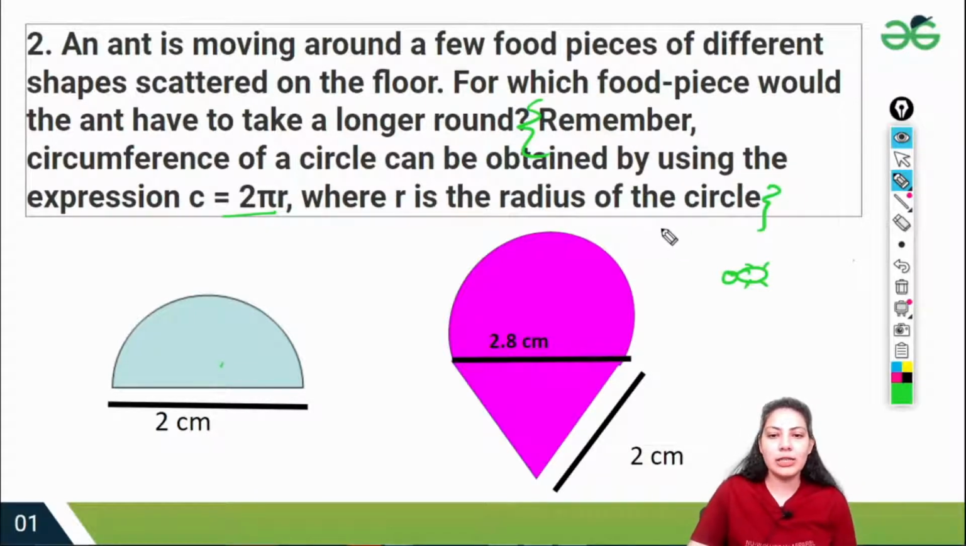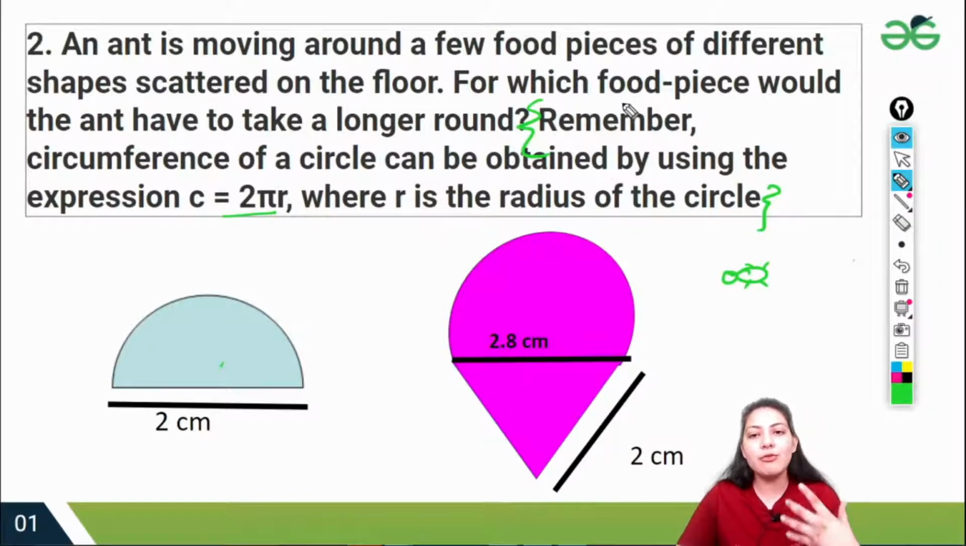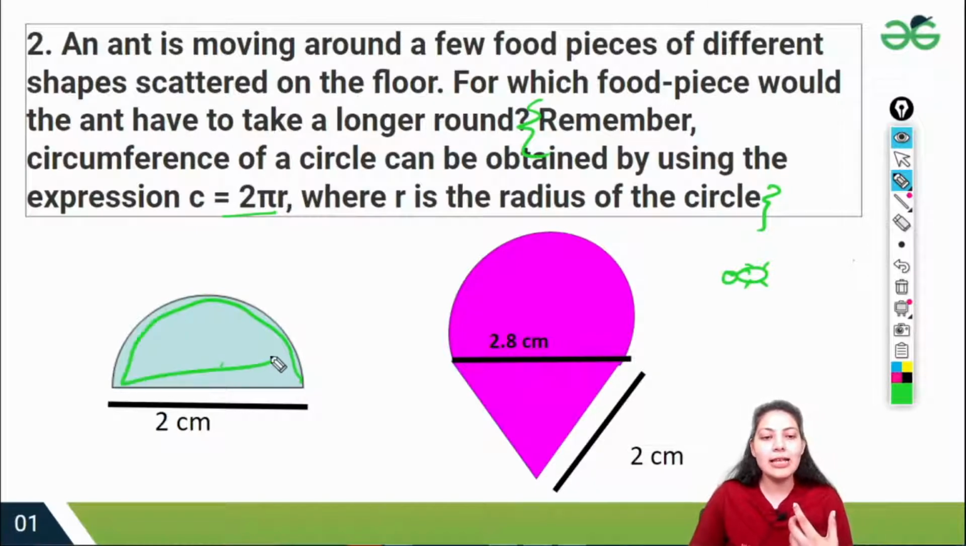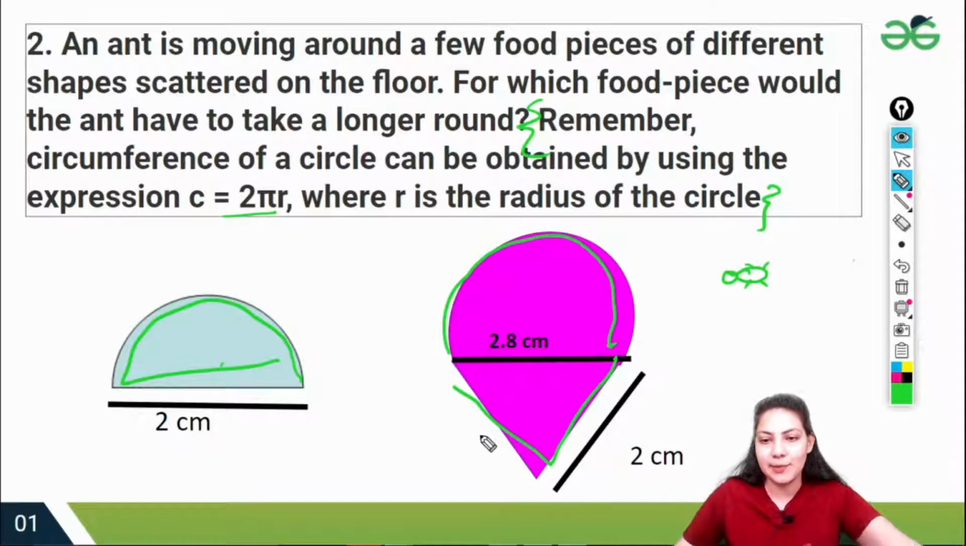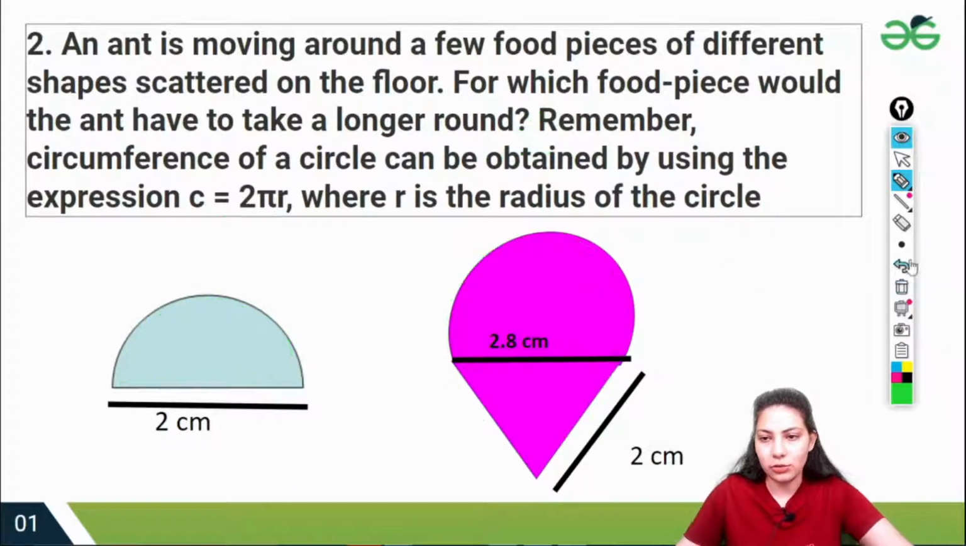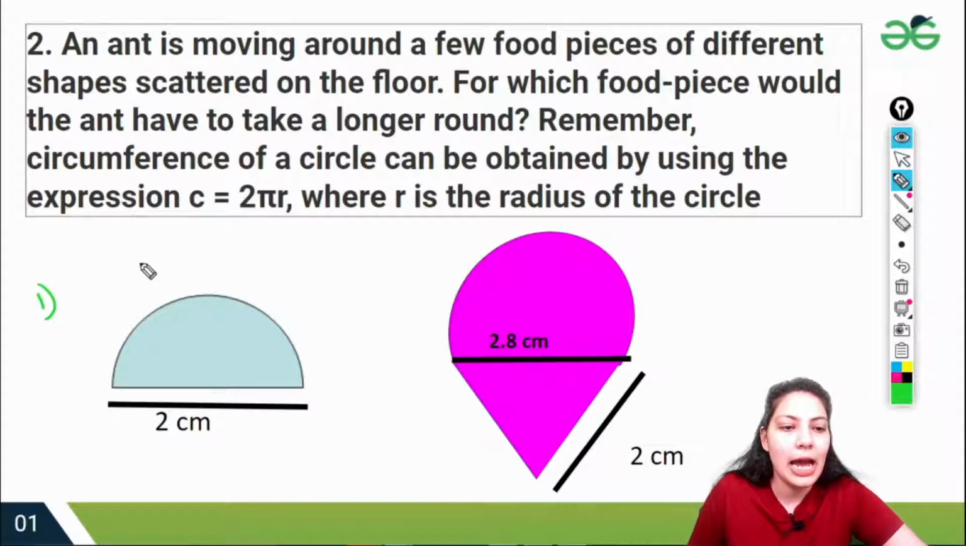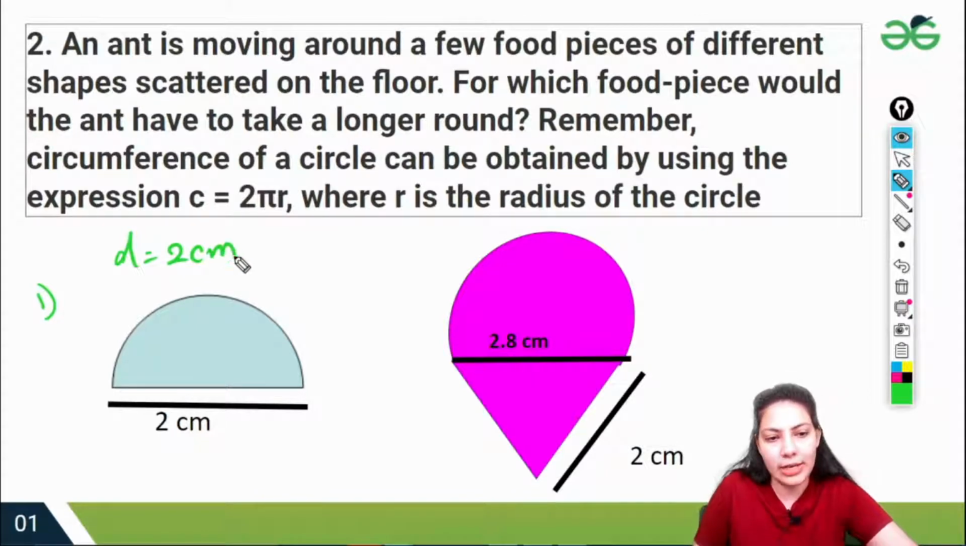So what is asked in our question is that the ant is actually revolving around the food piece, that is, it's revolving around the boundaries, and we are asked which food piece or which shape, in short, would the ant have to take a longer round, meaning which food piece has the larger boundaries. So we have to calculate it, and let's find out which food piece has the larger boundaries. Let's move on to a different side. Firstly, let me write the dimensions. So if this is the first figure, I have given the diameter equal to 2 centimeter.